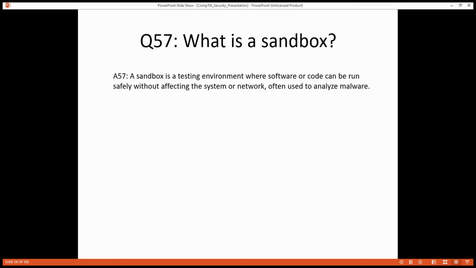Q57. What is a sandbox? A57. A sandbox is a testing environment where software or code can be run safely without affecting the system or network, often used to analyze malware.